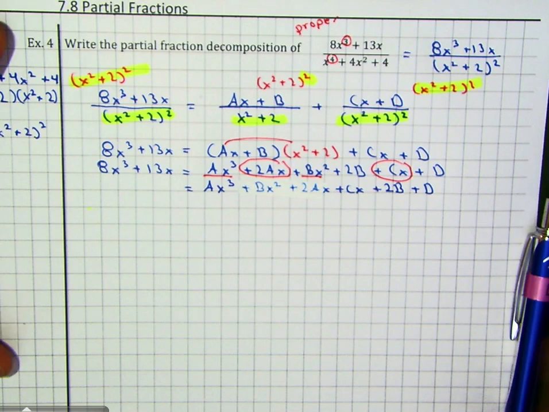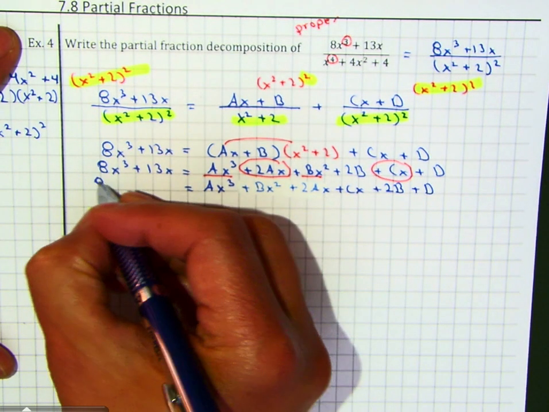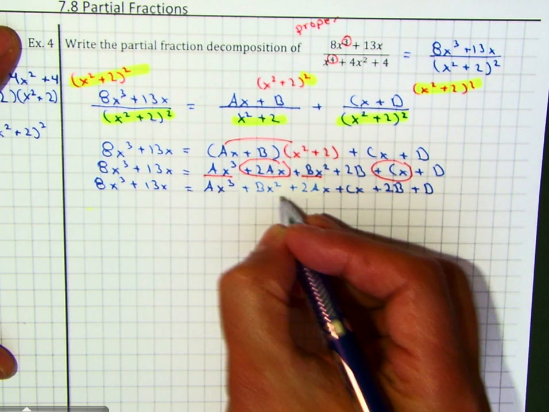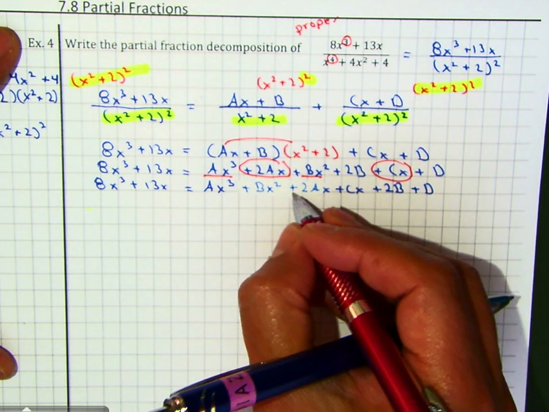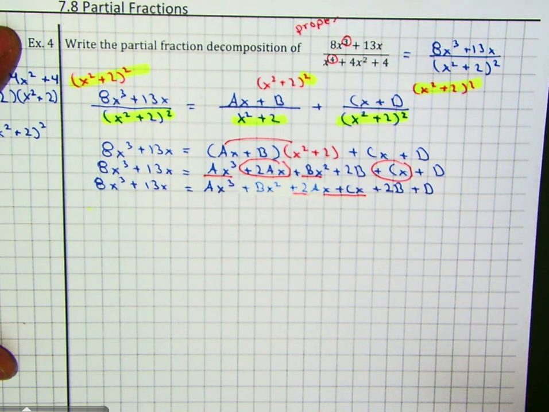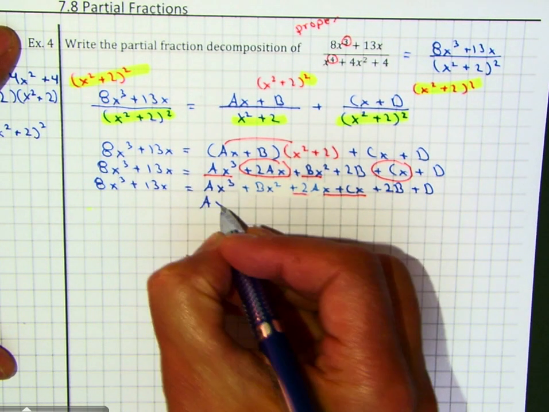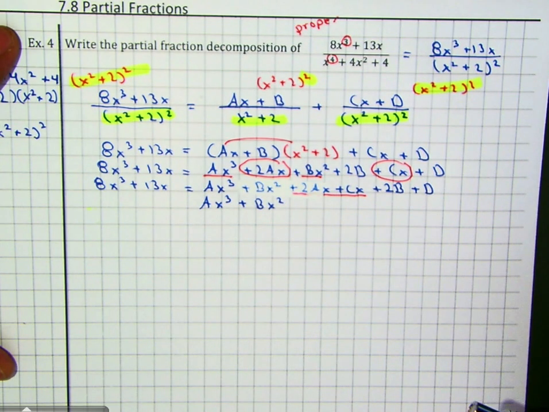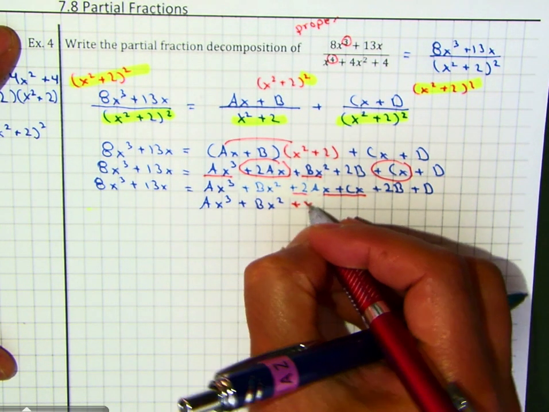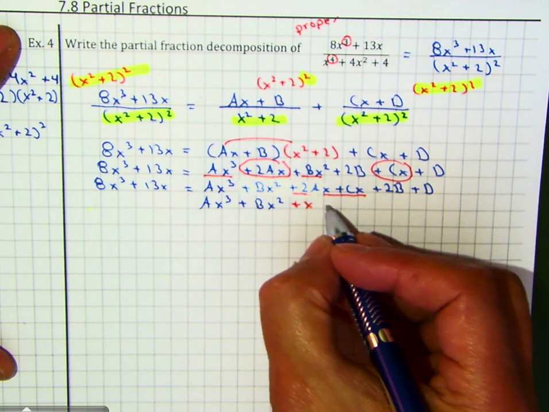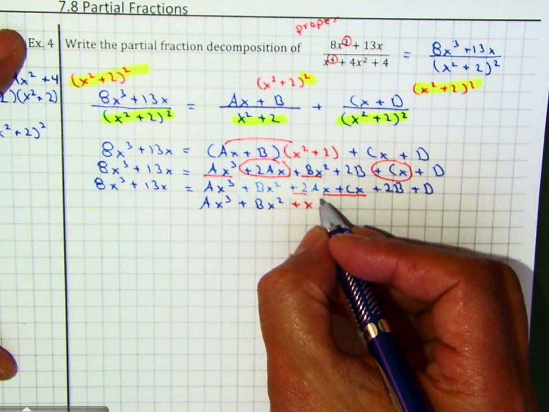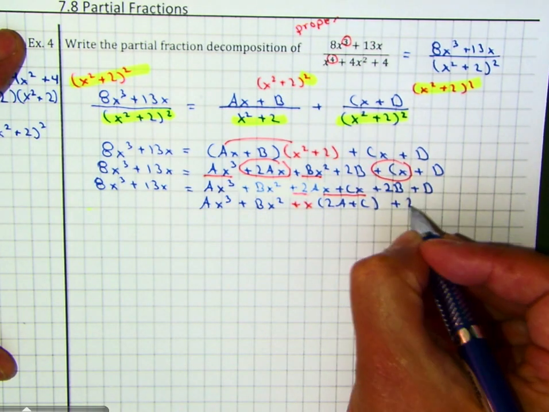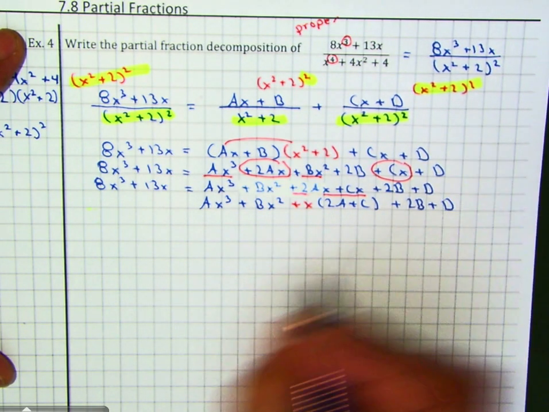And now I can factor out, let's say my x, I can factor an x from those two expressions. This one I'm just going to keep together. So therefore I have ax to the third plus bx squared. I'm going to factor an x, so I have plus x, and I have 2a plus c plus 2b plus d.